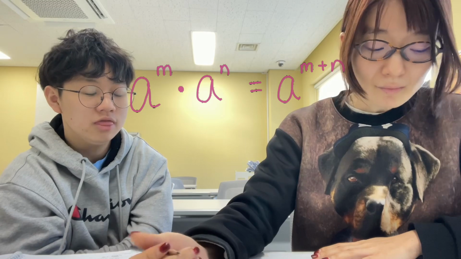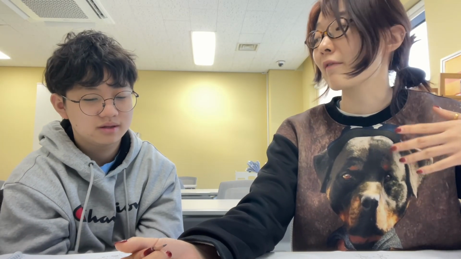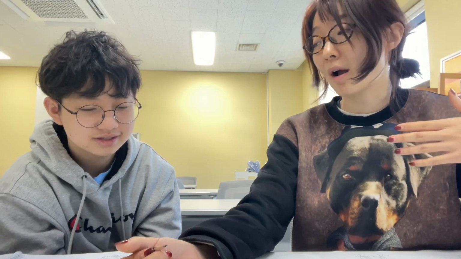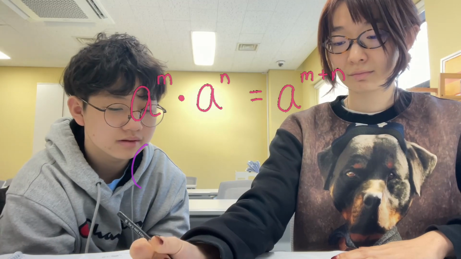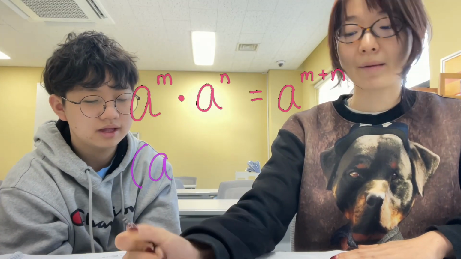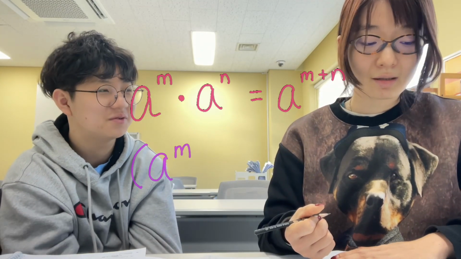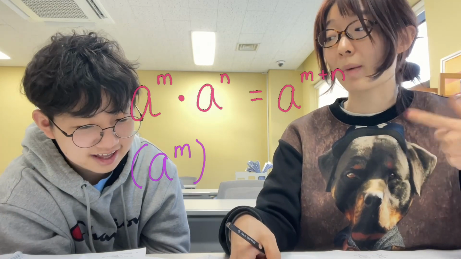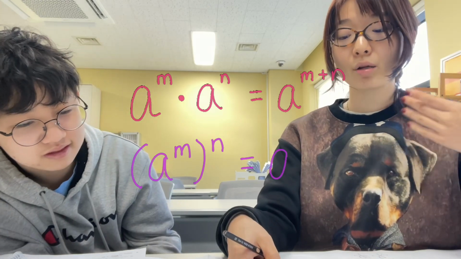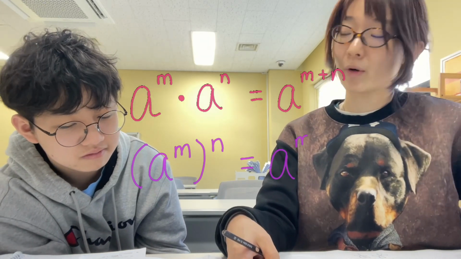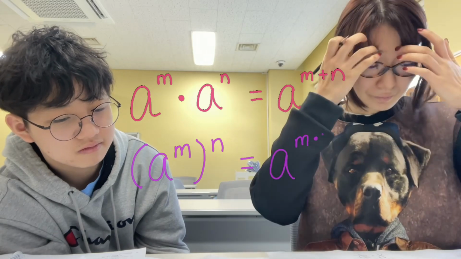Okay. And if we have power of a power, so now we have a raised to the power of m that's raised to the power of n, what do we get? A raised to the power of n times m. So we call this power of a power, right? We have a power and then we're raising it to another exponent, so creating another power.